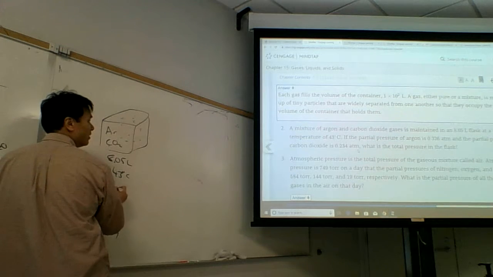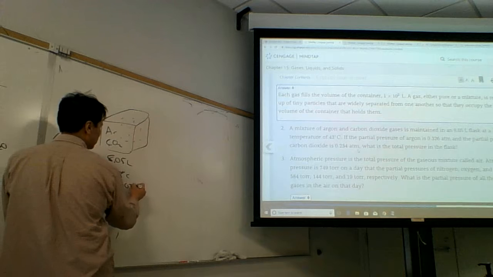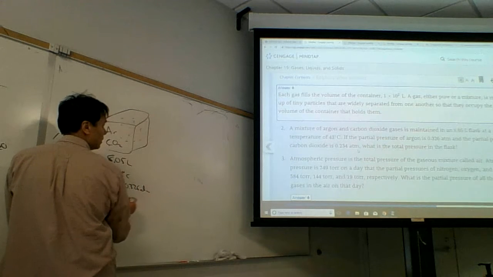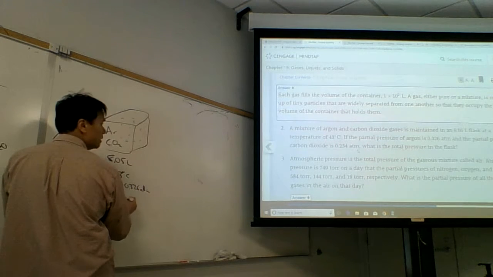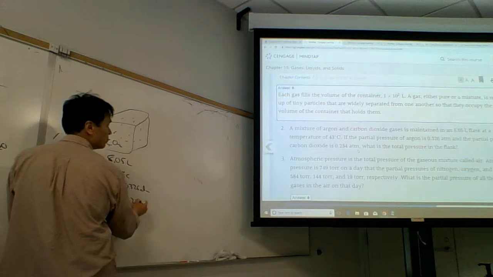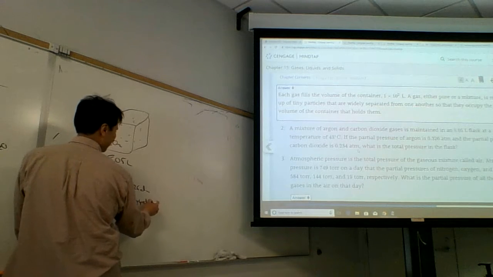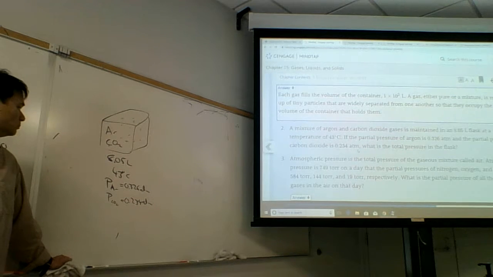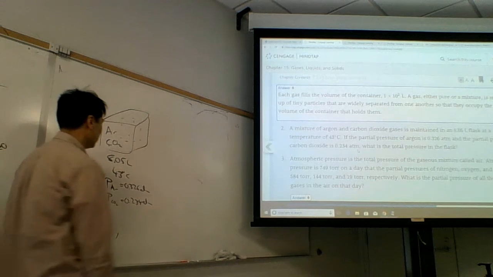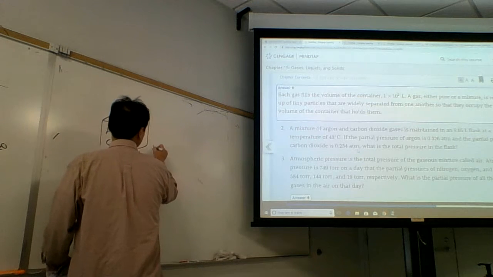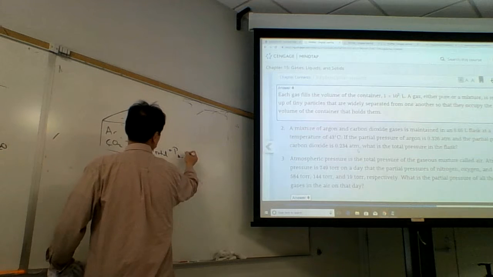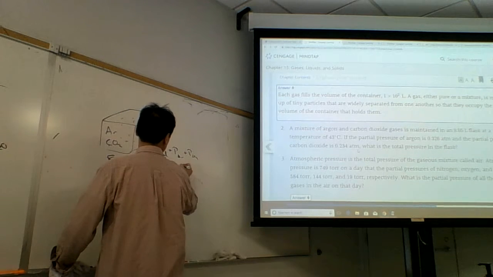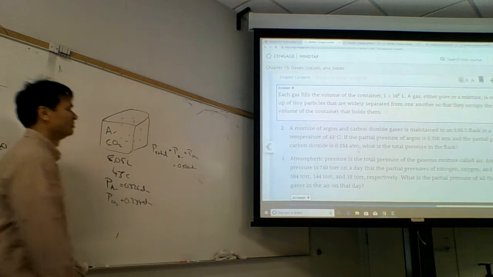So the pressure of argon is 0.326 atmospheres. The pressure of CO2 is 0.234 atmospheres. What is the total pressure? 0.56 atmospheres. Yeah, 0.56 atmospheres. So P total is going to be the sum of the pressure of the argon plus the pressure of CO2, which is going to give us 0.560 atmospheres. That's it.